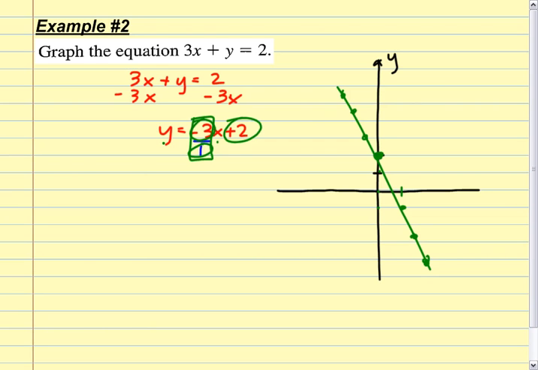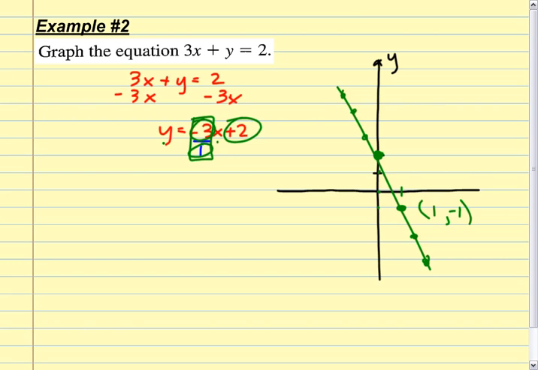So for instance, let's take this point. No, let's not take that one. We already know what that one is. We went down 3 and over 1. What are the coordinates for that point? The coordinates for that point would be 1 and negative 1.